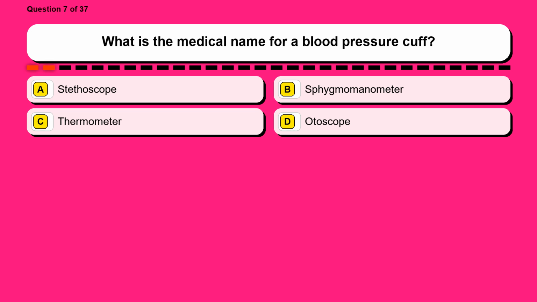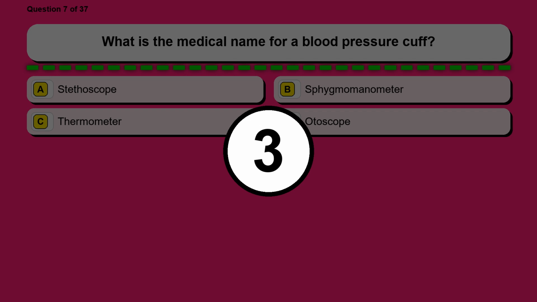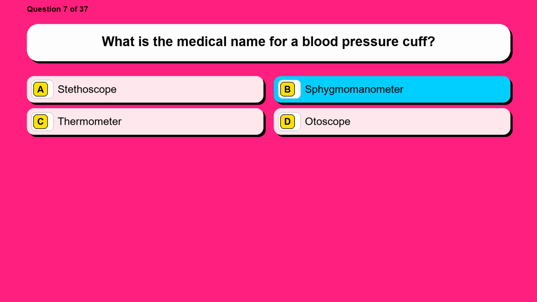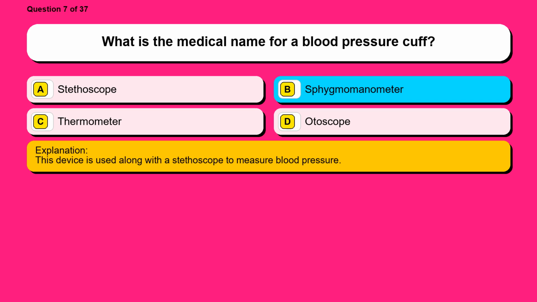Question 7. What is the medical name for a blood pressure cuff? Option A, stethoscope. Option B, sphygmomanometer. Option C, thermometer. Option D, otoscope. The correct answer is option B, sphygmomanometer. This device is used along with a stethoscope to measure blood pressure.